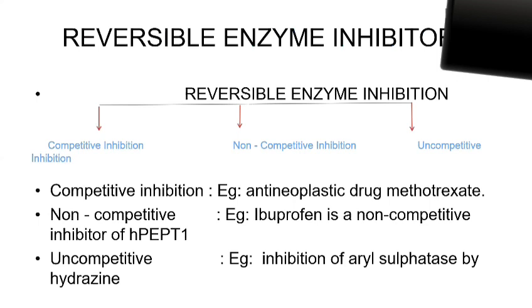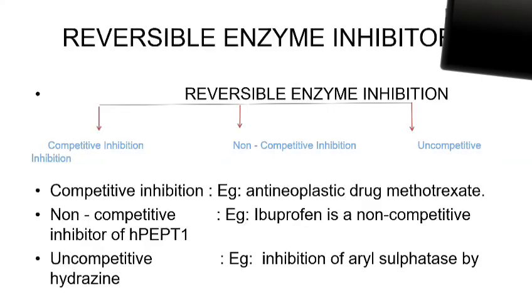Now, coming to the reversible enzyme inhibitors, these are subdivided into three types: competitive inhibition, non-competitive inhibition, and uncompetitive inhibition. The following are the examples given. Competitive inhibitory drugs include methotrexate. A non-competitive inhibitory drug is ibuprofen, for example, and for uncompetitive, hydrazine.